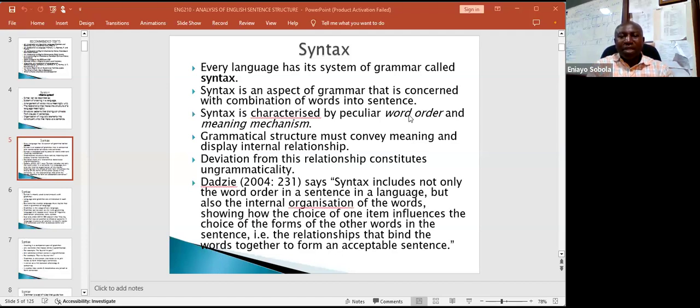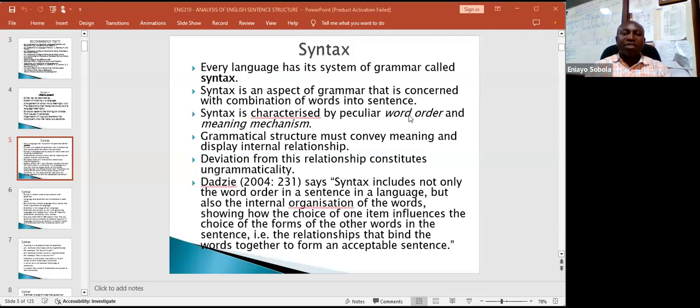They must give you meaning, either by combining the meaning of the first word to the second word, to the third word, to the final word. So syntax shows that there must be word order. The word order must produce a system of meaning.